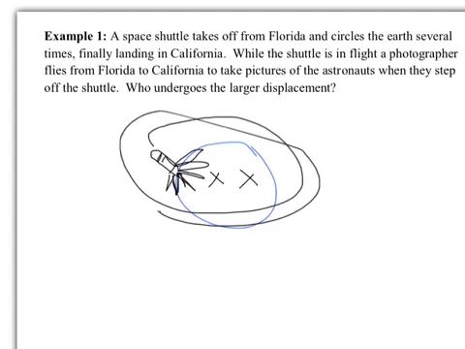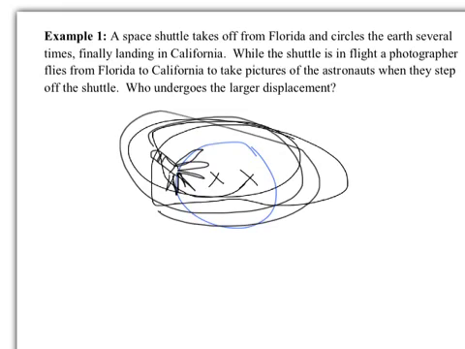Okay, so let's say the space shuttle started at Florida all the way back here, took off, flew a few times around, but landed eventually in California. So it started here in Florida and ended here, even though it went around a bunch of times. Meanwhile, this photographer hopped on a plane in Florida and just went straight to California. But it says, who undergoes the larger displacement?